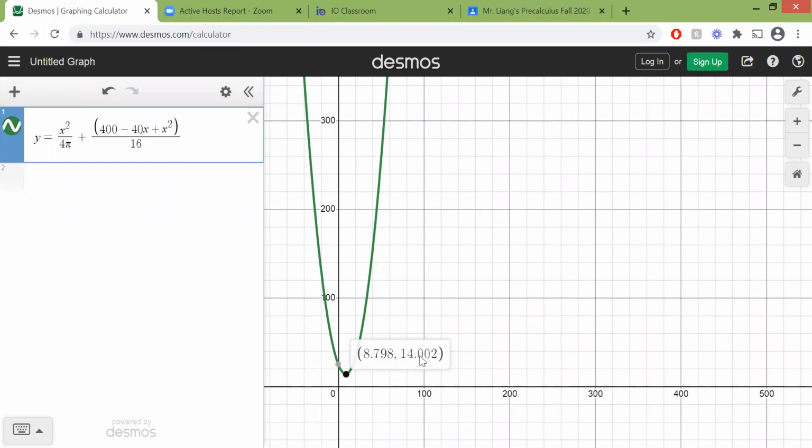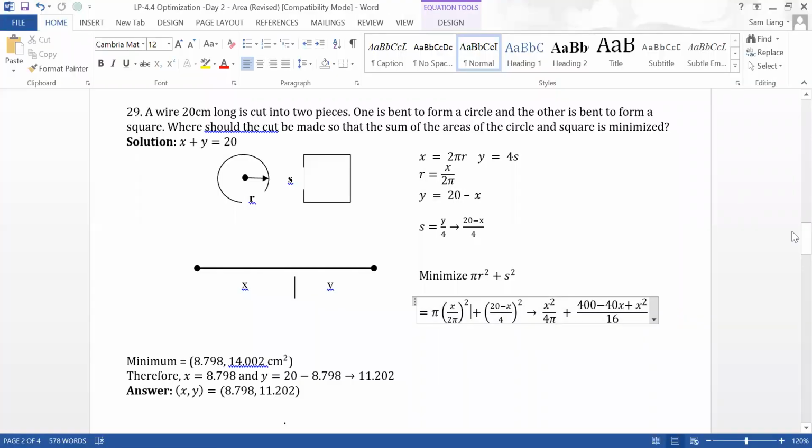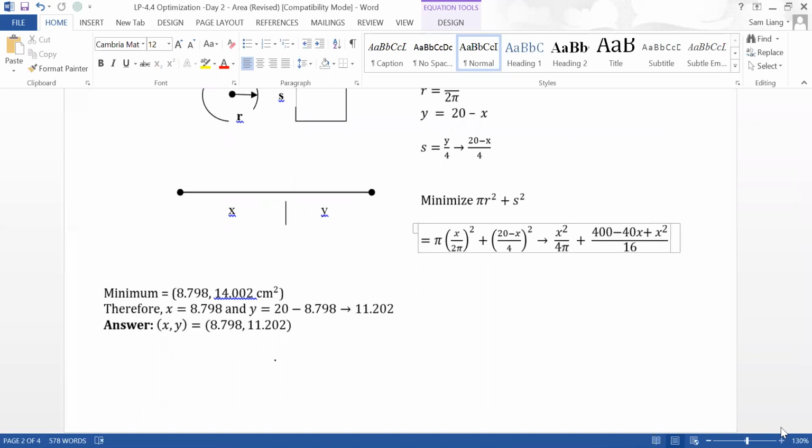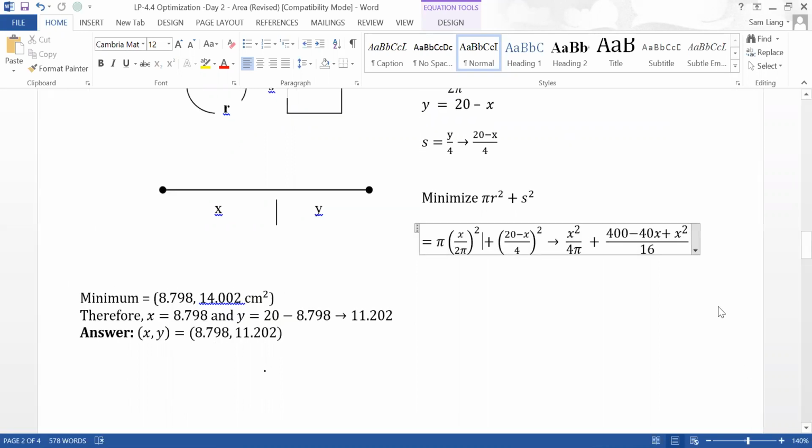Now 14.002, that's the area. That's the smallest possible area. And then x is equal to 8.798. So that's where the cut should be made. That's how you would do it on Desmos. Actually, I would recommend using Desmos in this case, because if you use your TI-84 or other graphing calculator, you're going to have to change the window a bit.